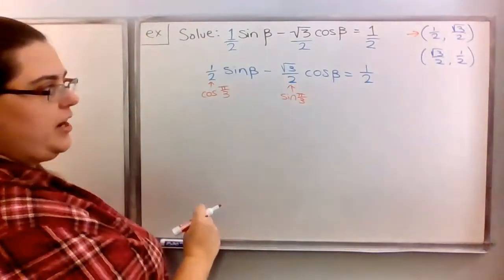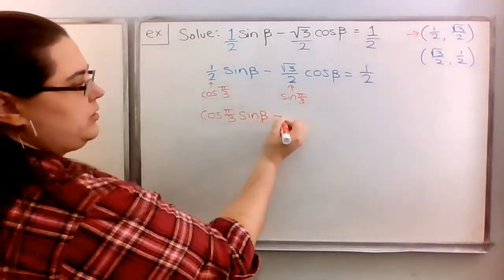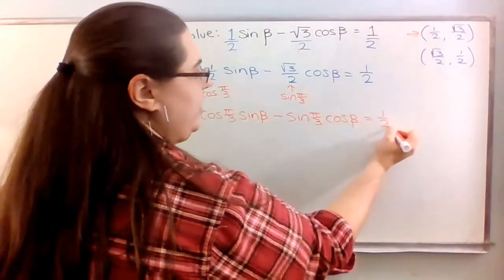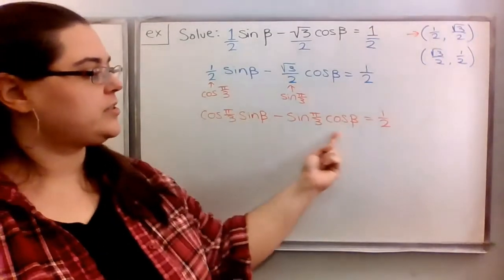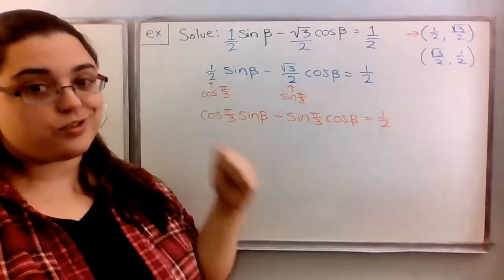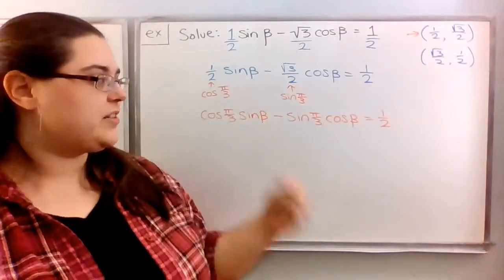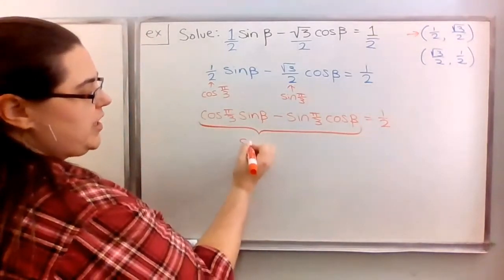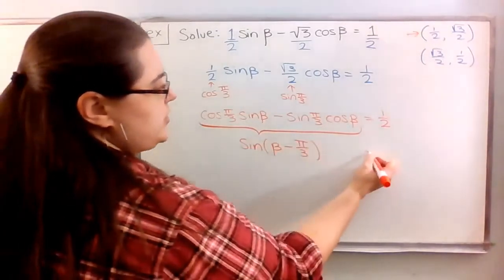So I can think of this equation now as cosine of pi/3 sine beta minus sine of pi/3 cosine beta is 1/2. So now we have this setup of sine cos, and notice that we have sine of beta, sine of pi/3, and we have a cosine of beta and cosine of pi/3, so that's what we need to have. So we have sine cos, same. So that means this is going to be a difference formula for sine. So this whole expression is going to become sine of beta minus pi/3 is equal to 1/2.